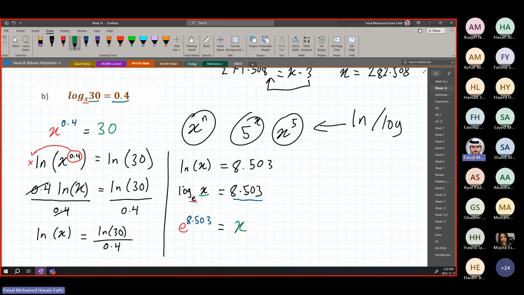The only thing that will change is at the end step, instead of having log base e, you will have the normal log, which is base 10 of x. Okay? And also the value here will change, because this is ln of 30, but you will have log of 30. Okay? So you can use ln or log, whichever you prefer. Both will give the exact same solution at the end.